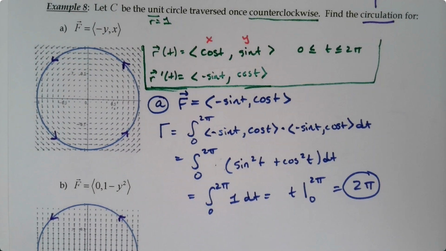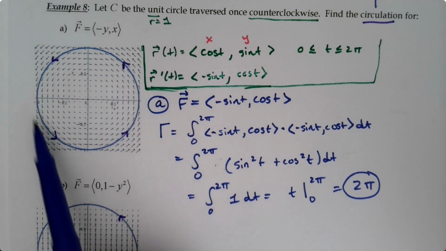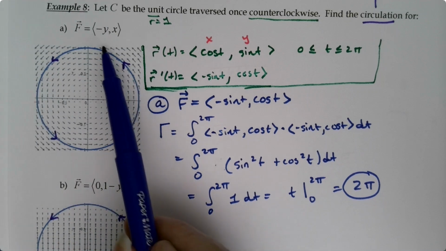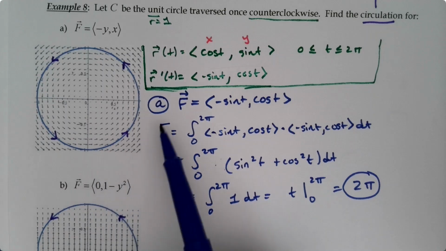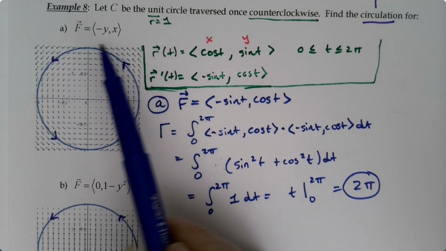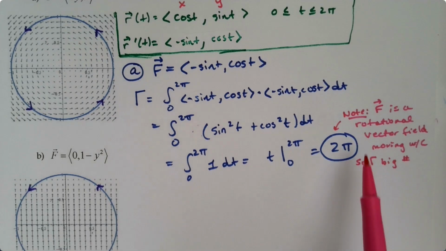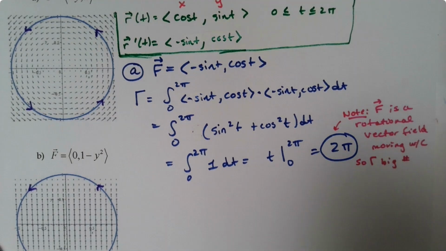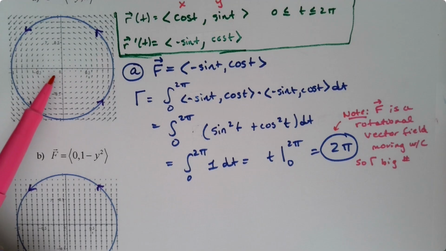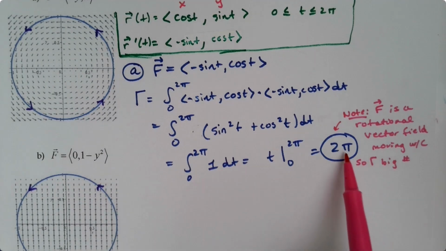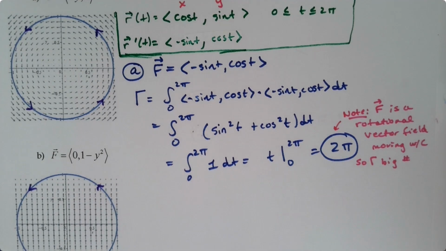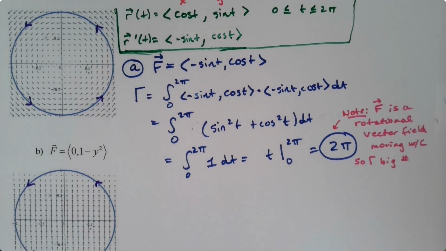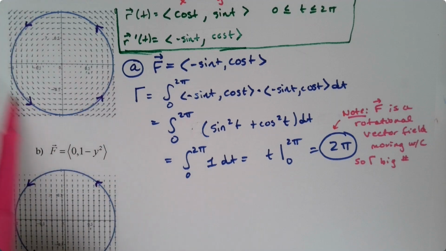And you can see it when you look at it. You're trying to move around this curve, and that vector field is flowing with you. F is a rotational vector field. You can see it's rotating around. This is often called the vortex. So it's rotating around a vortex, and it's moving in the direction of the curve. And that's why our circulation is a big number. This is 6.28. Again, units depend on the circumstances for this vector field, but either way, it's moving it a lot.